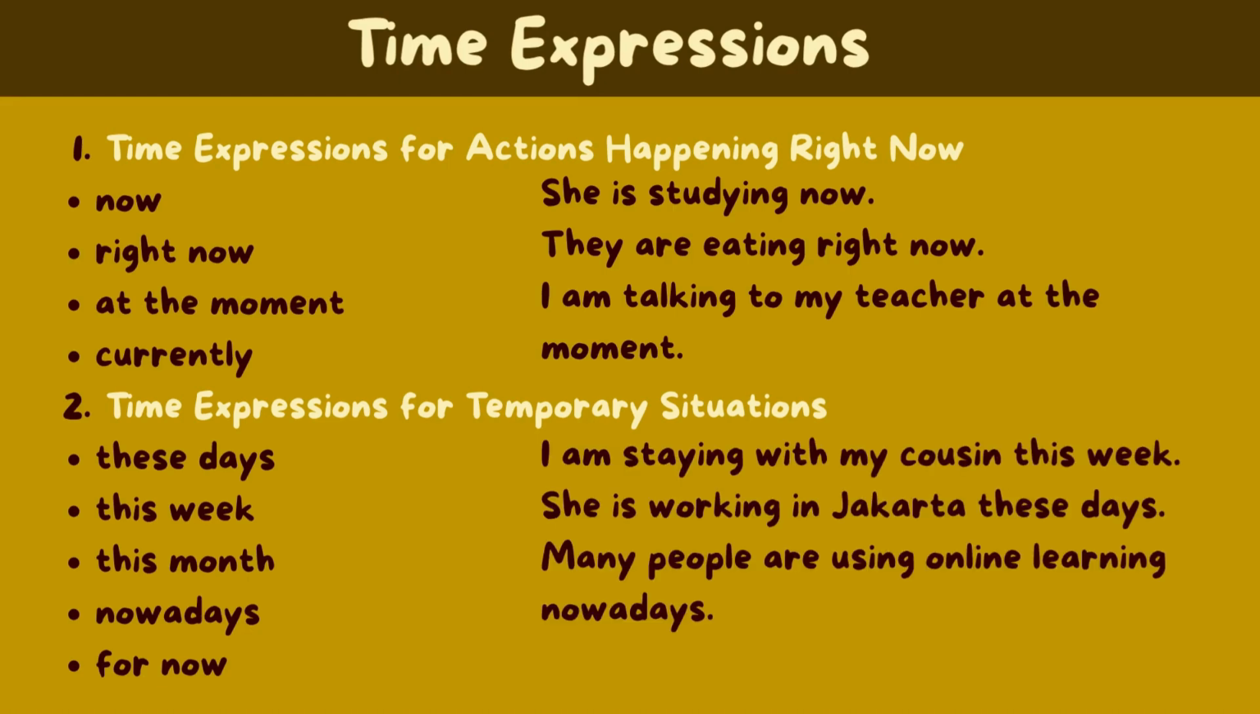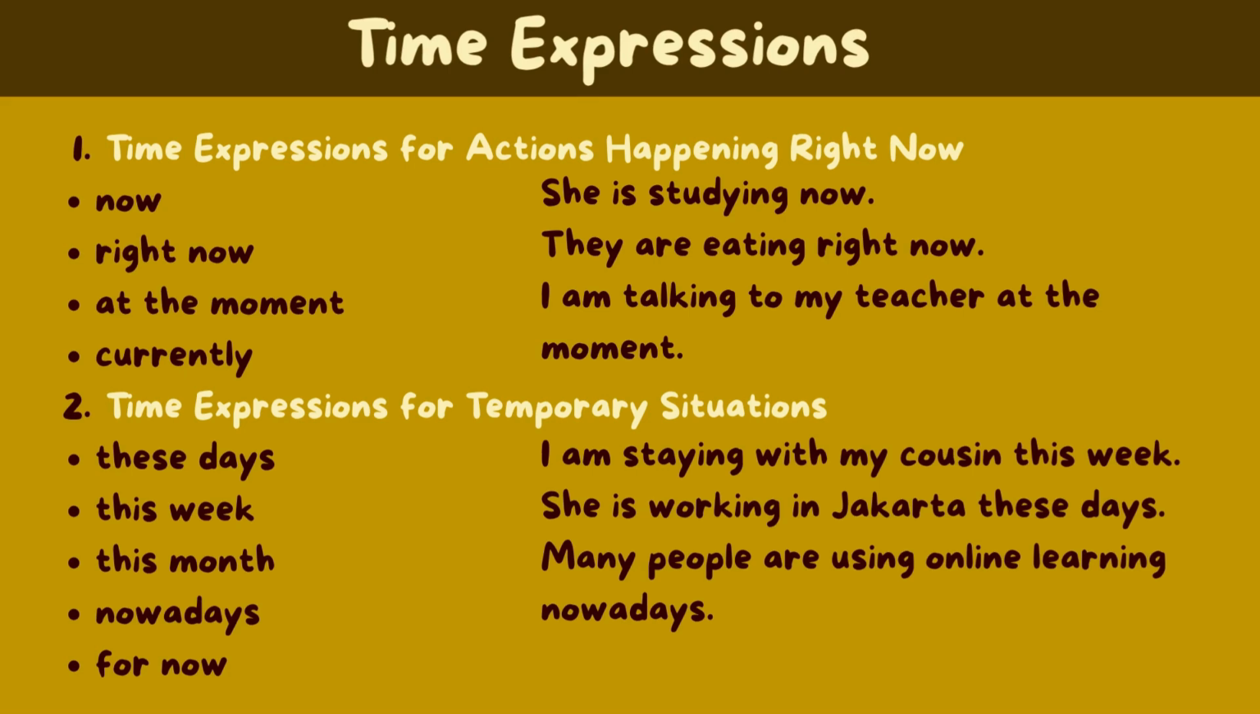Time expressions are words or phrases that show when an action is happening. In the present continuous tense, they help indicate that an activity is happening now, temporarily, or in the near future. First, we use time expressions for actions happening right now. Common examples are now, right now, at the moment, and currently. For example, she is studying now, and they are eating right now.